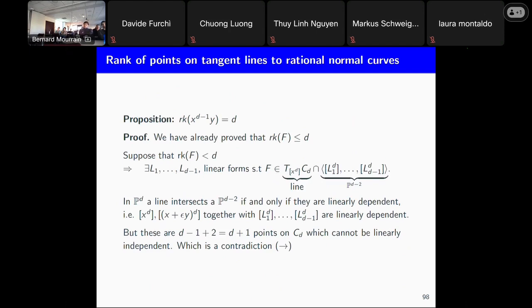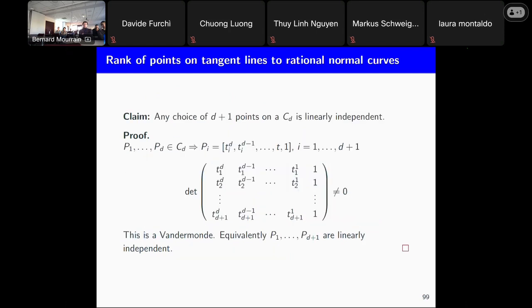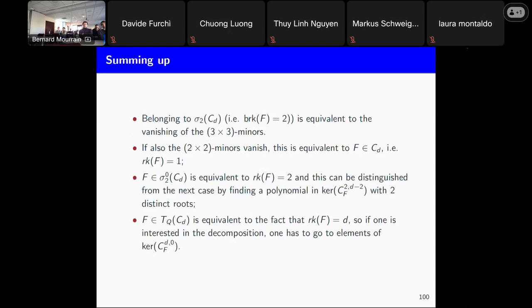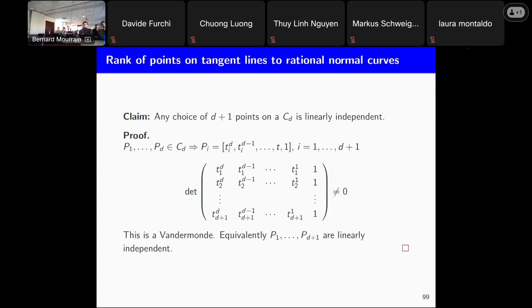So it doesn't matter how I choose d minus 1 points on this rational normal curve, they will always span a P^(d-2). And there's no way that this P^(d-2) hits a tangent line there, except if you take exactly that point. Okay. So it's impossible that that rank is smaller than d. So this really concludes the proof. With this, I prove that the rank is d because it cannot be smaller than d.